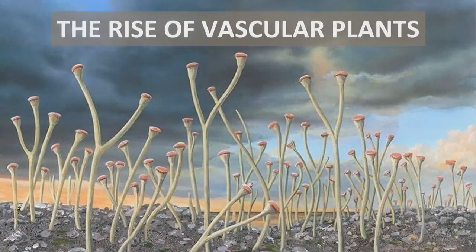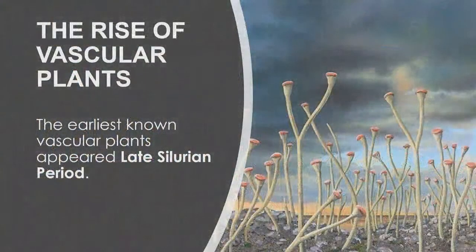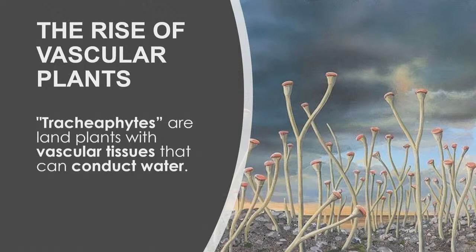So this is when we start to see the rise of vascular plants. Remember, vascular tissues are those water-conducting tissues that plants use to take water and nutrients from the soil and their roots and whatnot, and transport them to other parts of the plant. So the earliest known vascular plants appeared in the late Silurian period. These are known as tracheophytes. Think about your trachea, right? It's able to transport things from one part of an organism to another.